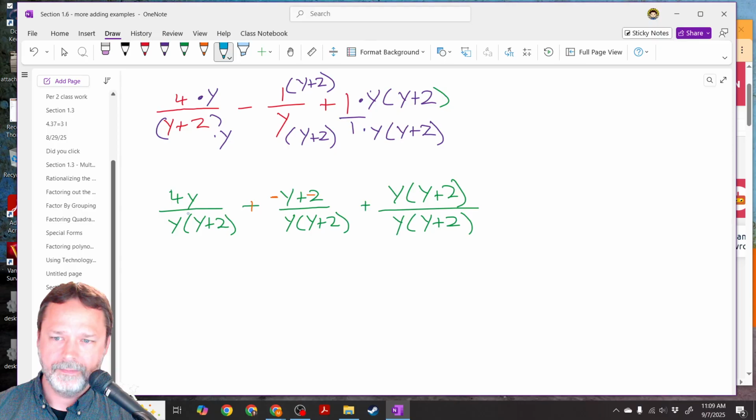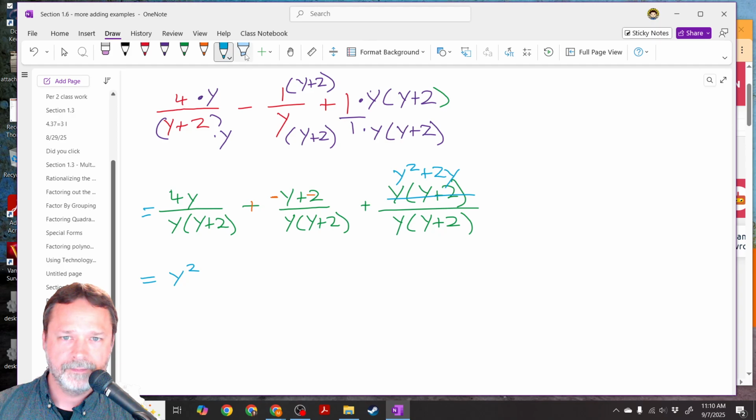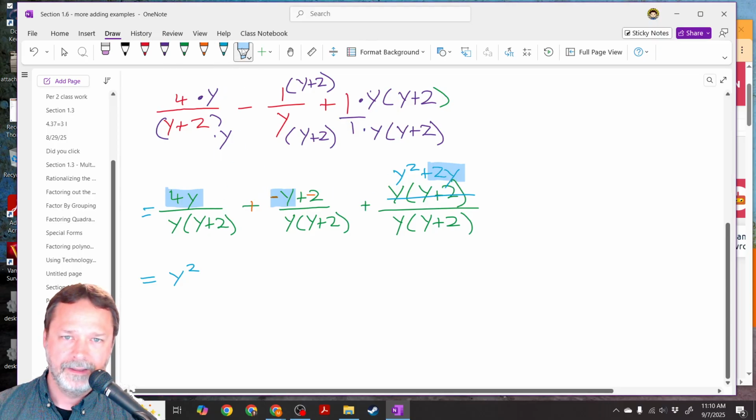Oh, you know what? I should have multiplied this out. Let's go ahead and multiply y times y plus 2. And what do we get? We get y squared plus 2y. That makes more sense. So now my y squared, there's only one y squared. So down here now, we get y squared, and then my y's. Let's do the highlighter again. I got a 4y, a negative y, and a 2y. So 4y plus 2y is 6y minus y. It's 5y.